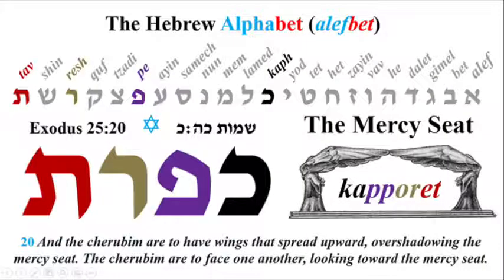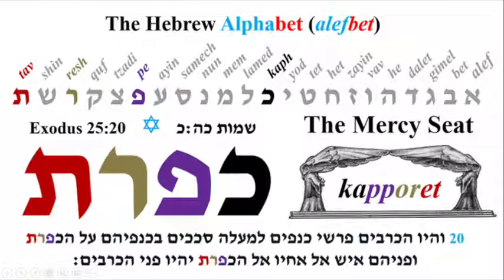It's the Kapharet. The Kapharet is how you say mercy seat in Hebrew. In Exodus 25:20, and the cherubim are to have wings that spread upward, overshadowing the mercy seat, the Kapharet. The cherubim are to face one another, looking toward the Kapharet. Got it? There it is in the Hebrew. You can see it lit up. Now, this is a neat picture here of this mercy seat.